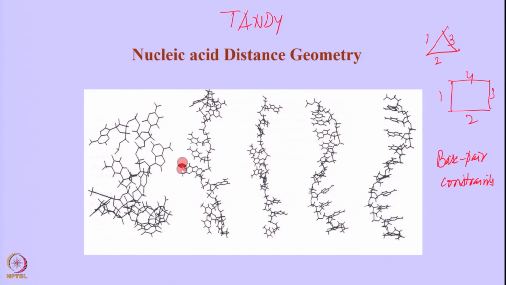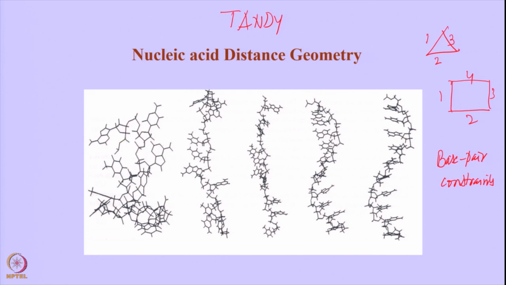So therefore, you will have to start with an arbitrary structure, randomized values of the torsion angles, randomized sugar geometries. These are not necessarily the most stable structure. Energetically there may be quite a bit of steric contacts, etc. All of that may be there.